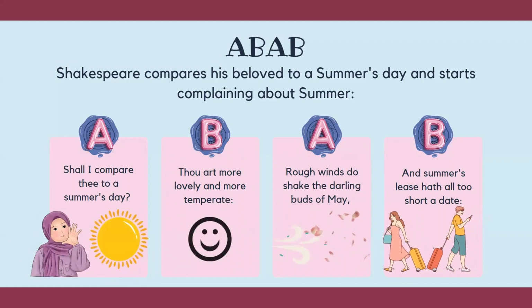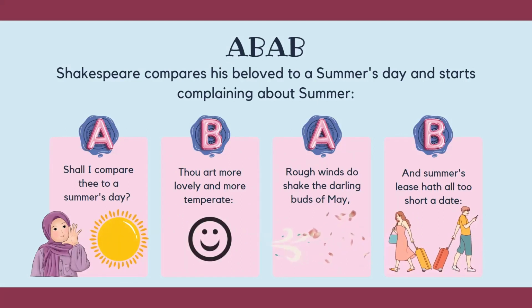Okay, we'll start with ABAB, the first 4 lines. In these lines, Shakespeare compares his beloved to a summer's day, and he starts complaining about summer. So, shall I compare thee to a summer's day? Shall I compare you to a summer's day?